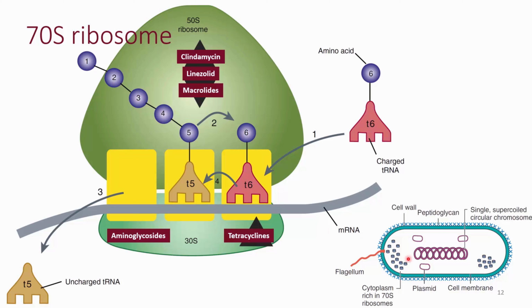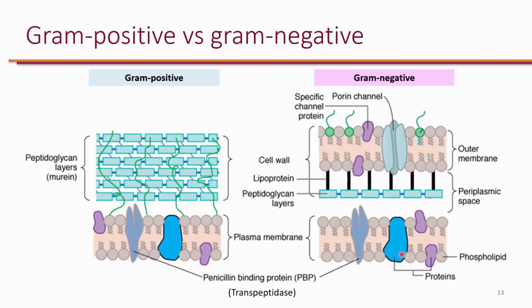Now, note that ribosomes are inside the cell, and in order for aminoglycoside to work, they actually need to go inside the cell first and then find this ribosome and inhibit protein synthesis. In this picture, we're looking at the cell wall of gram-positive and gram-negative bacteria. The primary difference between gram-positive and gram-negative organisms is the outer membrane that exists in gram-negative organisms. So there are two layers in gram-negative cell wall. There is the plasma membrane, followed by a tiny layer of peptidoglycan, and then the outer membrane.